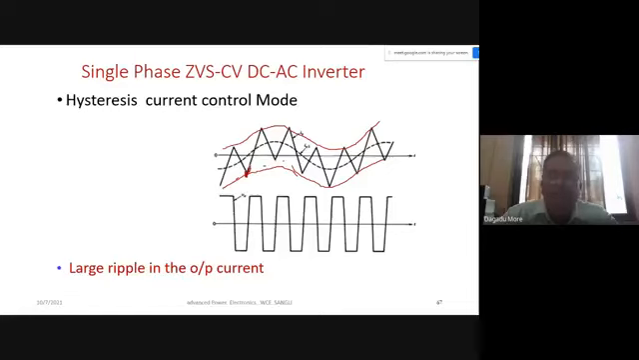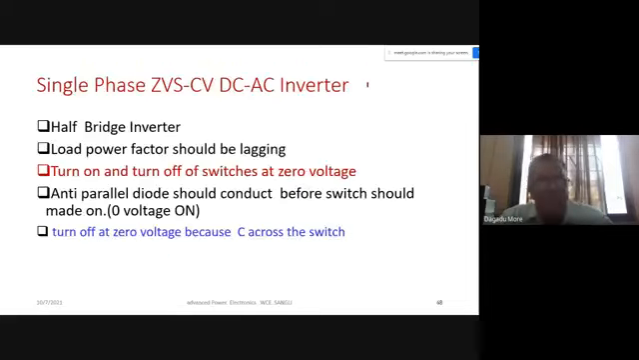We have to increase the current, so the upper switch has to be turned on. So here we turn on the upper switch. On reaching here, we have seen that we want to decrease, so we turn on the lower switch. Here we have seen that we have a large ripple in the output current. That will be a drawback of this single phase ZVS CV DC to AC inverter.